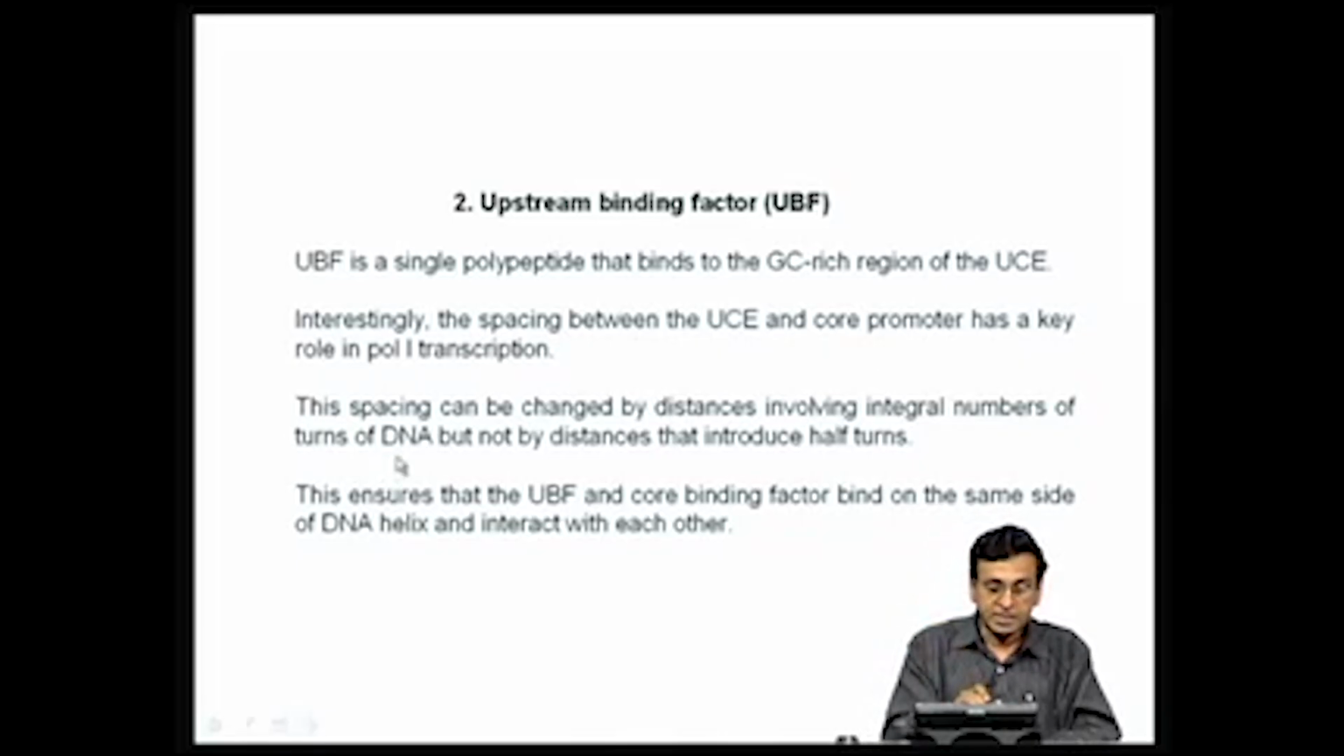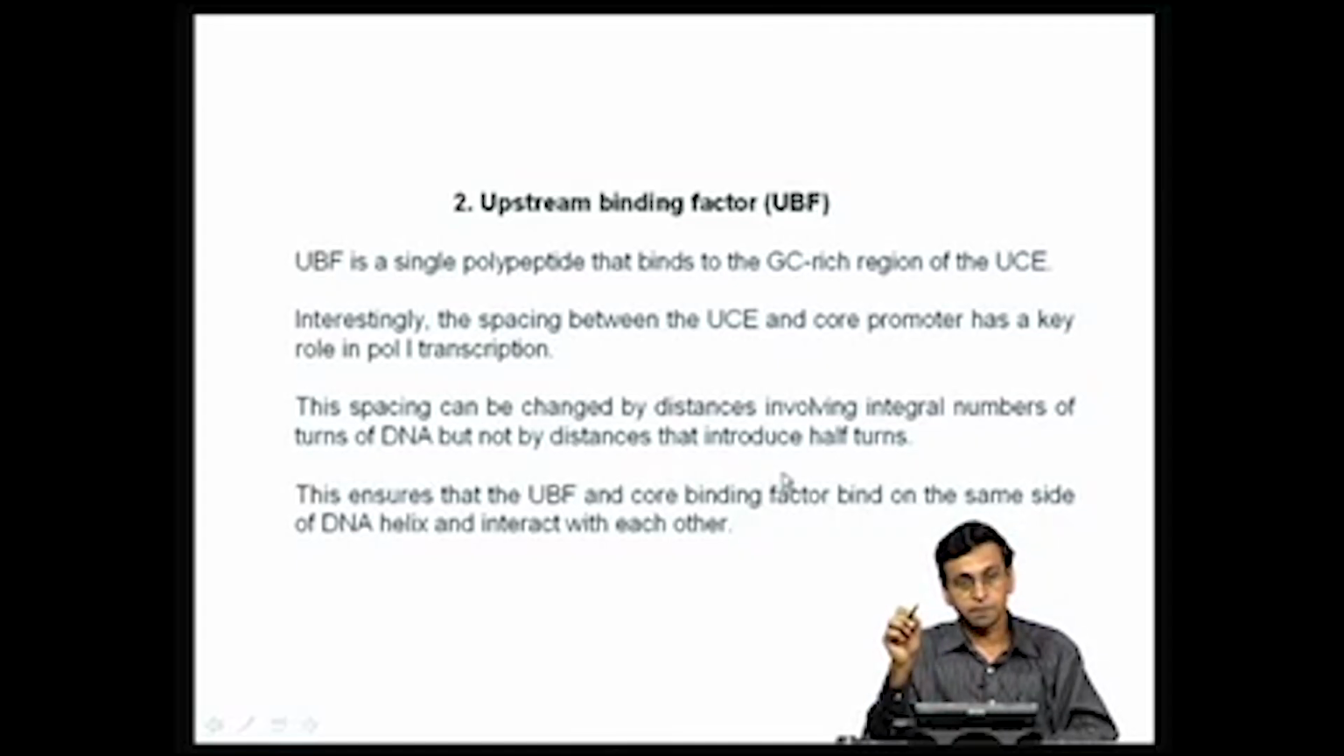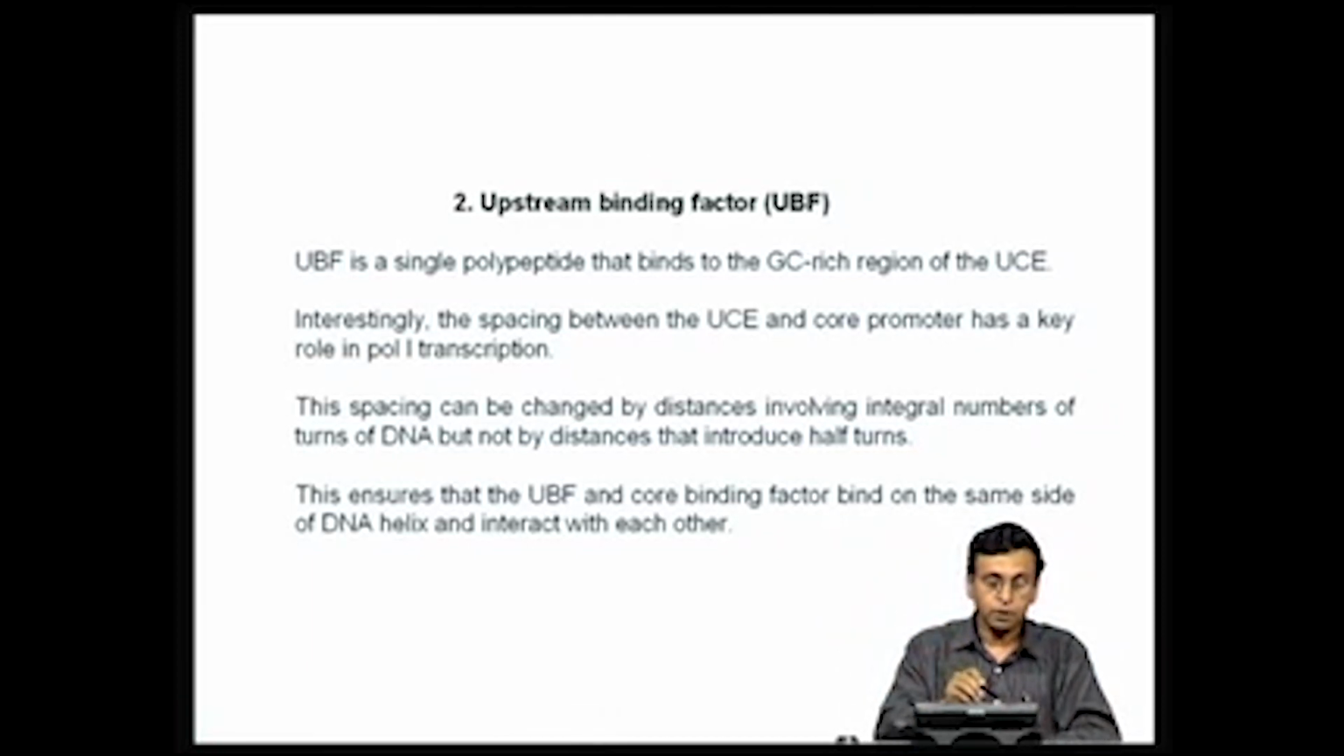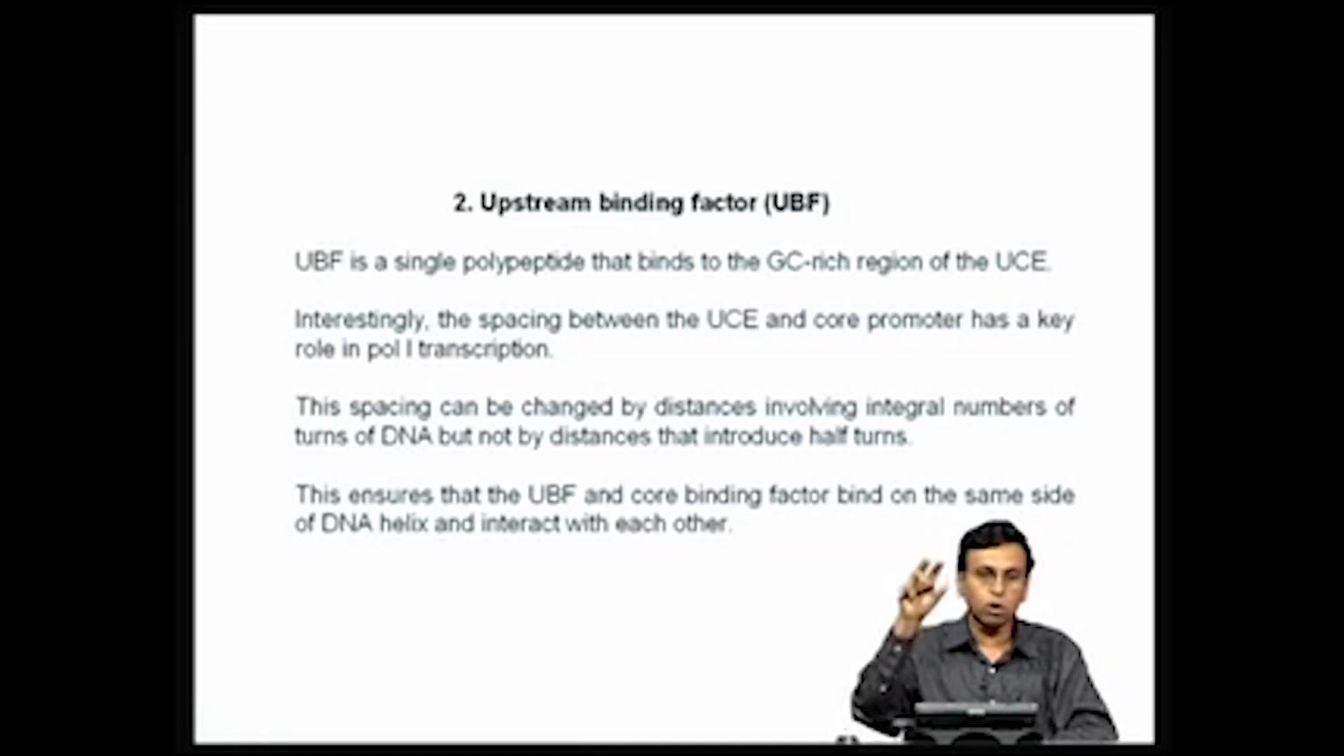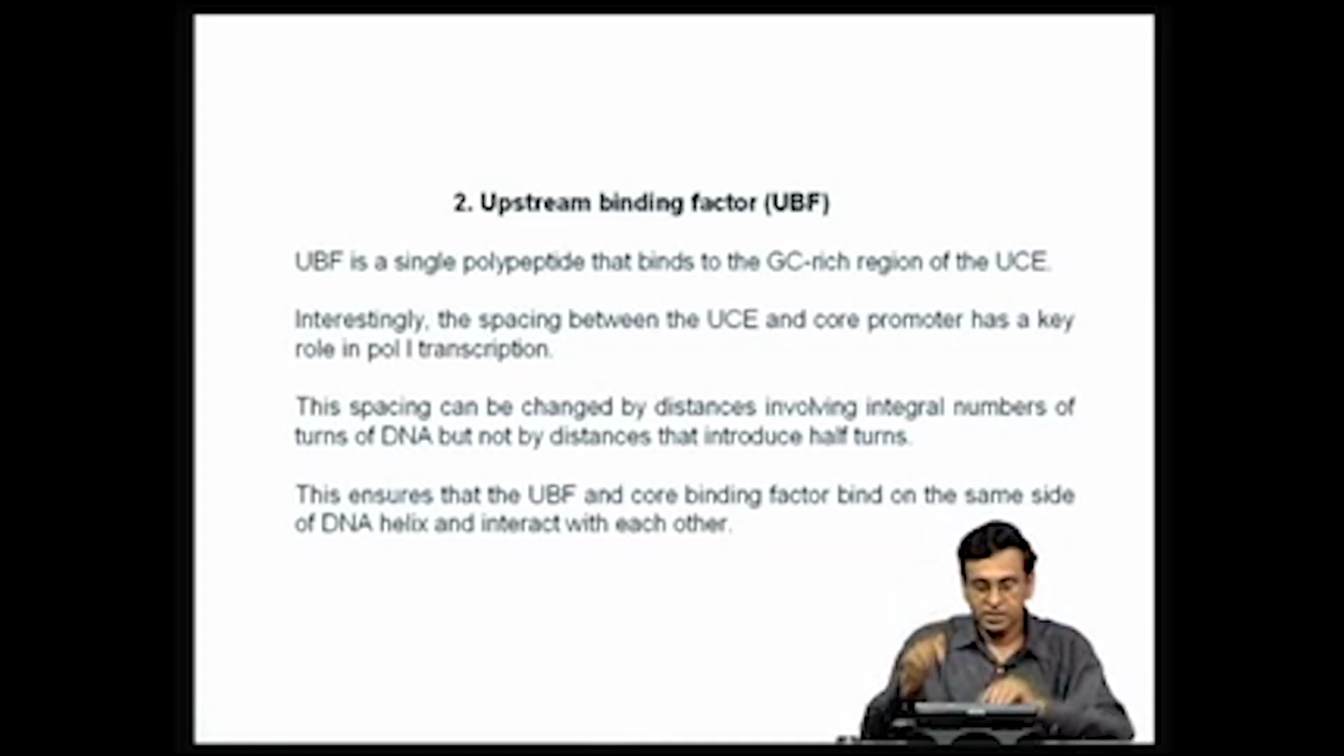Okay. The spacing can be changed by distances involving integral numbers of turns of DNA, but not by distances that induce half turns. It is very important because the factors that bind to the UCE and the factors that bind to the core element have to be on the same side of the helix, and then only Pol I transcription takes place. If you now change the spacer by half turns, then the proteins binding to them cannot be on the same side of the helix, and therefore Pol I transcription cannot happen. So, this distance between the UCE and core promoter is very important, and this ensures that proteins that bind to the core region and proteins that bind to UBF are on the same side of the helix.